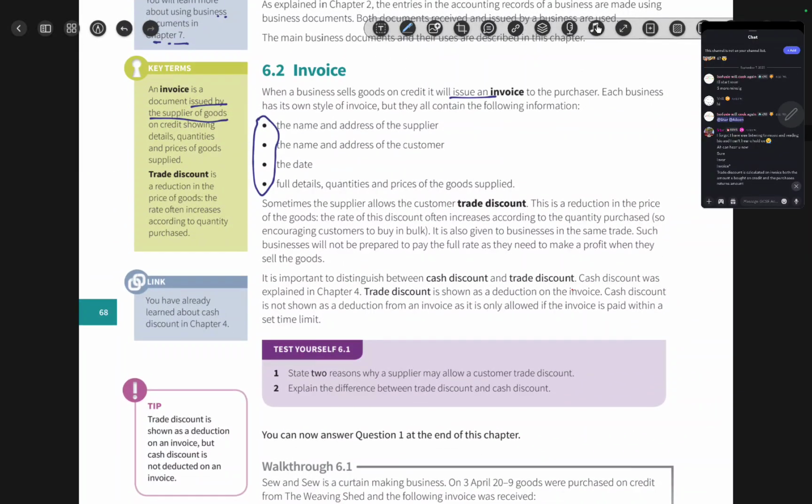Now, about trade discount. This is a reduction in the price. The rate of this discount often increases according to the quantity purchased, encouraging customers to buy in bulk. You know that the purpose of trade discount is a reduction in the price of goods. Like that's exactly what discount means, right? The reason is to encourage bulk buying.